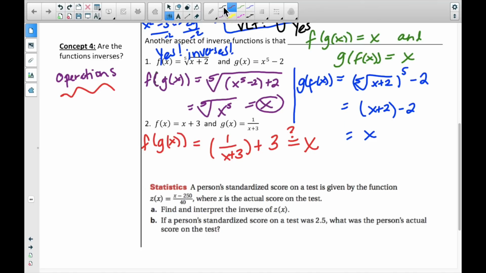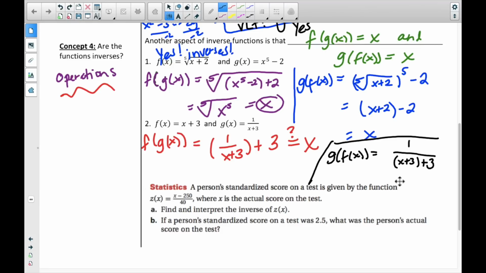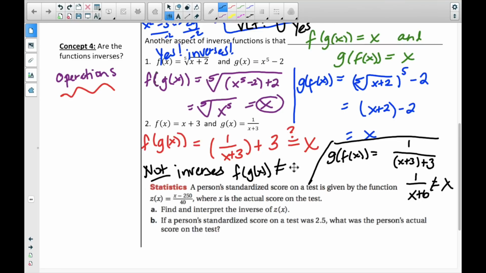And once again, if we wanted to check the other way, just to double check and make sure, kind of running out of space here, then I could plug it in the other way. That is, this was f of g of x. I could do g of f of x. Okay, so I could plug in my x plus 3 into the x in my g of x problem. And now this is going to simplify down to 1 over x plus 6. Well, I don't know about you, but that does not equal x. So no, these are not inverses because f of g of x does not equal x. Or you could say g of f of x does not equal x.